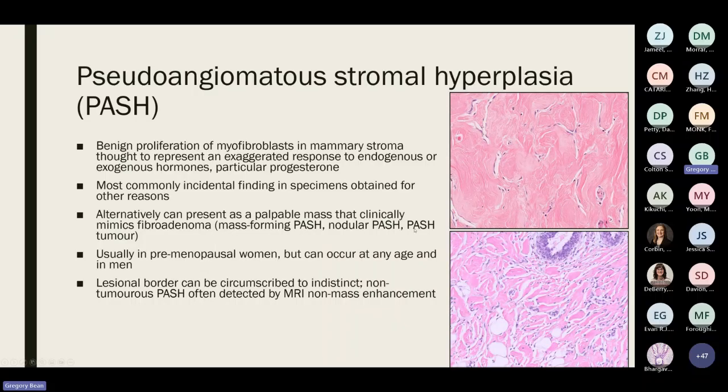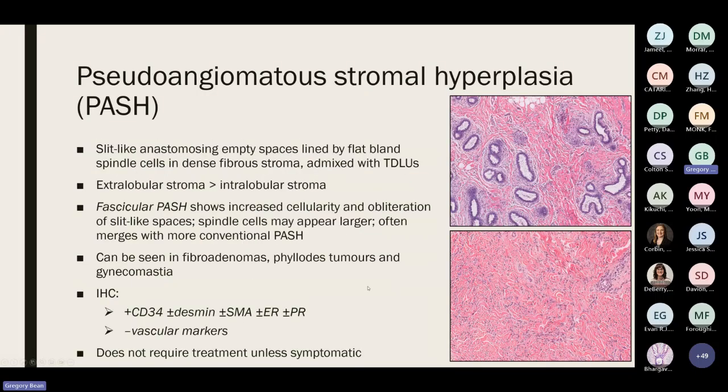You can call this nodular PASH or PASH tumor, mass-forming PASH. Usually PASH is seen in premenopausal women, but it can occur at any age and in men. The lesional border can be circumscribed to indistinct, and non-tumorous PASH is often detected by non-mass enhancement on MRI. So we get a lot of MRI biopsies showing PASH. Here are some examples. Again, these slit-like anastomosing empty spaces, you can see them admixed with terminal ductal lobular units. It more commonly involves the extralobular stroma than the intralobular stroma, but can involve both.